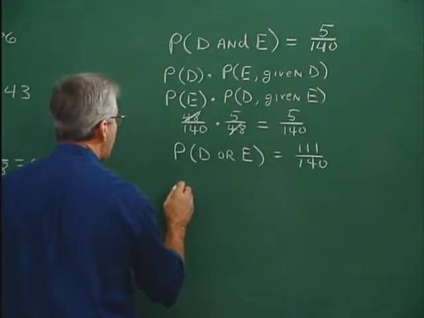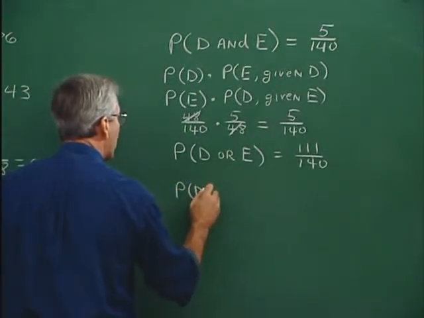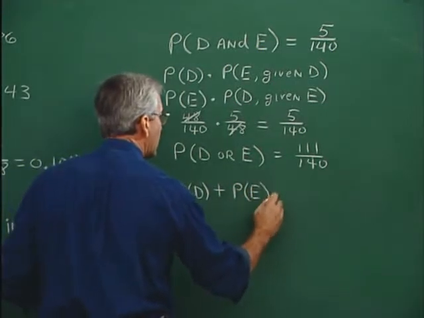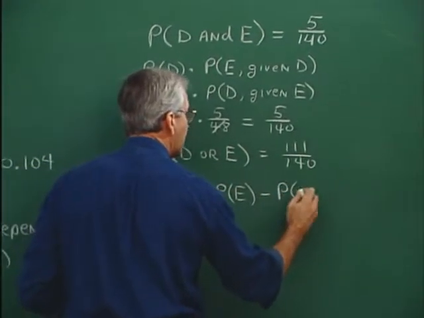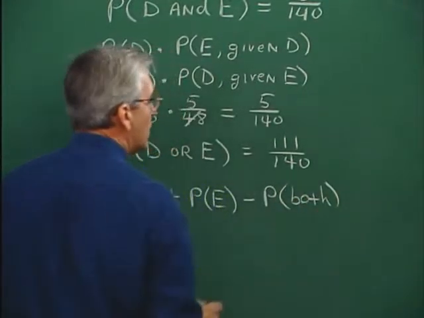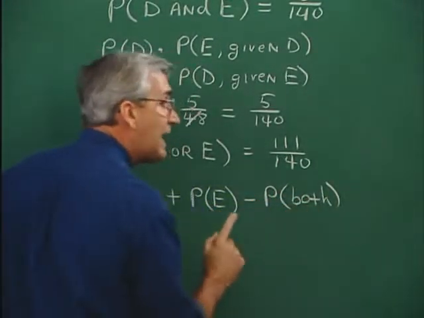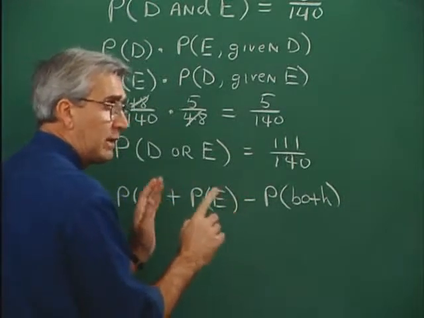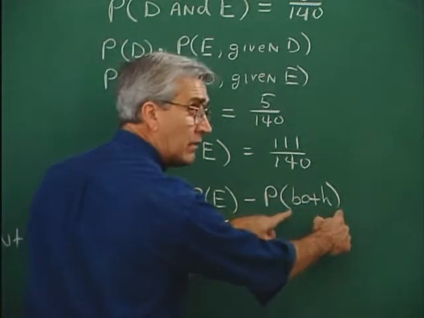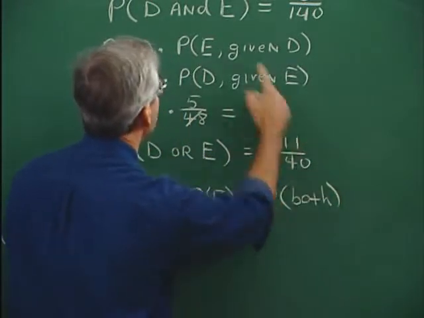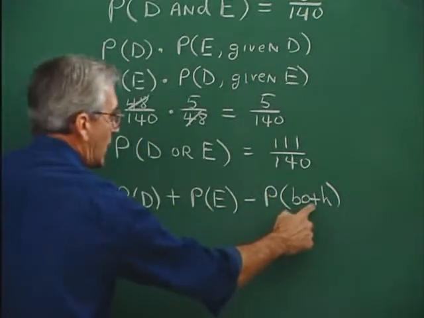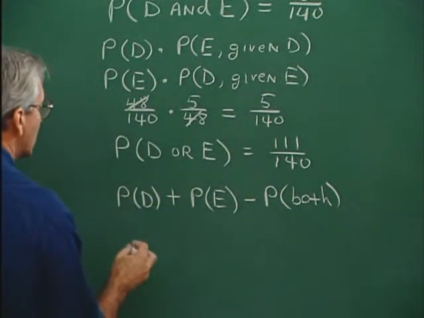Okay, so it's the probability of Democrat plus the probability of executive minus the probability of both. Now I'm just going to write the word both here. You might get into the habit of doing this. It's a little more formal, a little more correct, to write the probability of D and E, and D and E we calculated up above. But at any rate, this is a rather intuitive kind of way to look at it, I think.